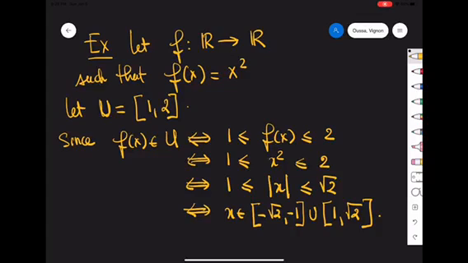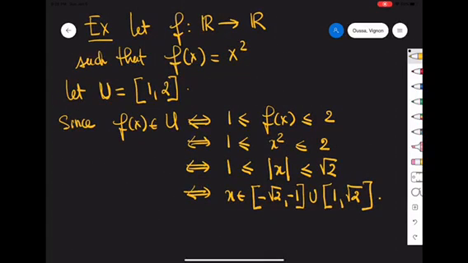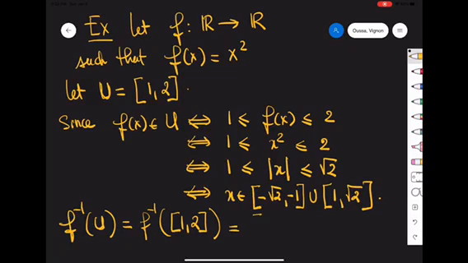Right? So because of that, the preimage f inverse of U, which is f inverse of the set [1, 2], must be negative square root of 2 to negative 1 union 1 to square root of 2.